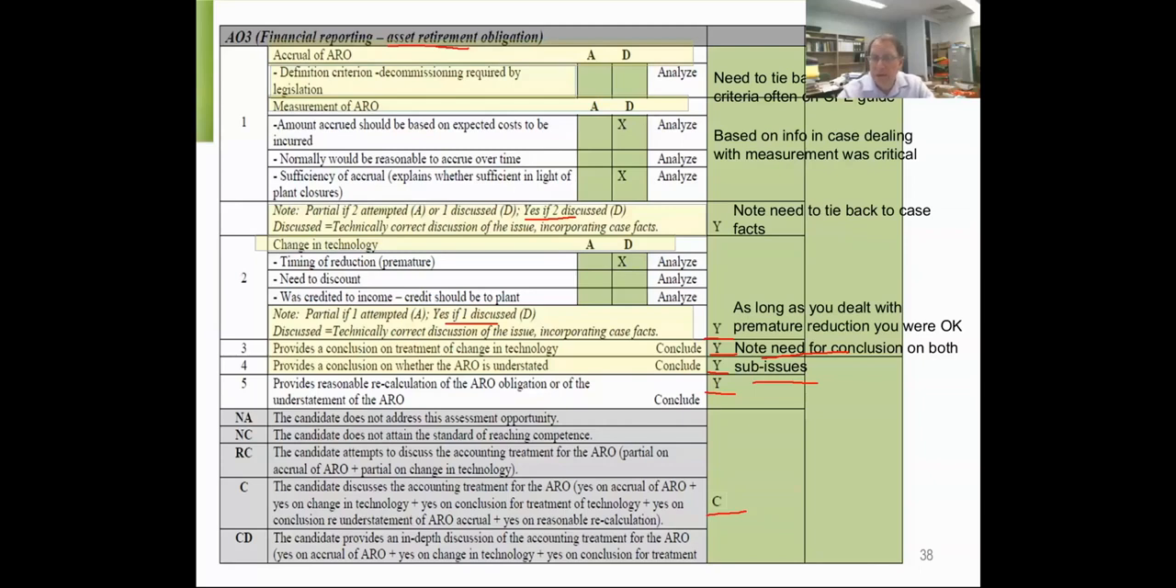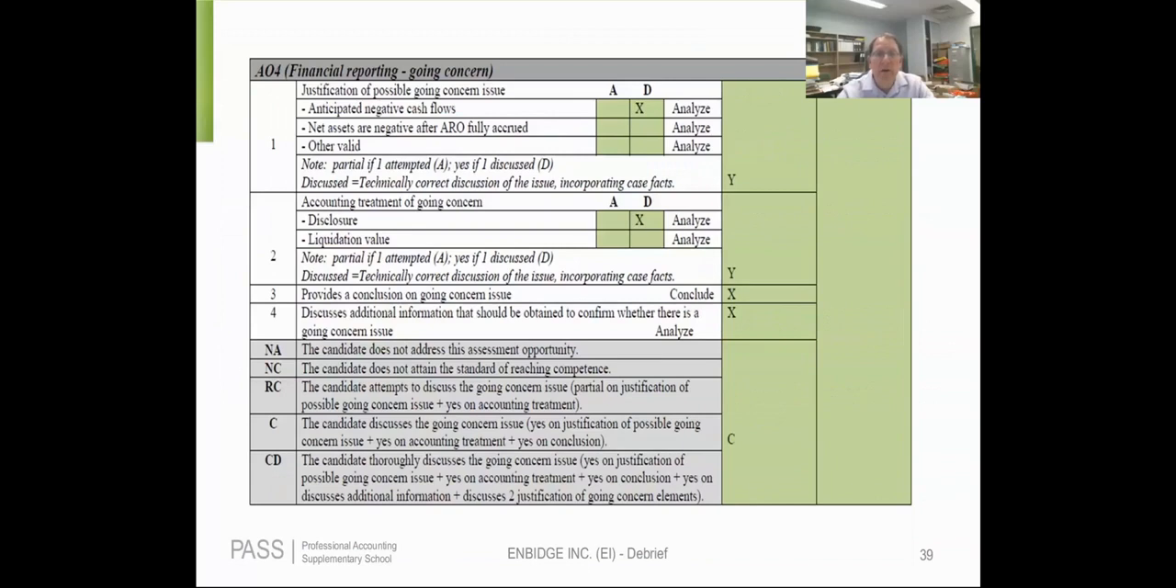Okay, everyone good? Numbers, they give them to you, use them, please. And you need to deal with the full required. I just said this, we need to deal with the full required. Going concern, put into a separate AO.